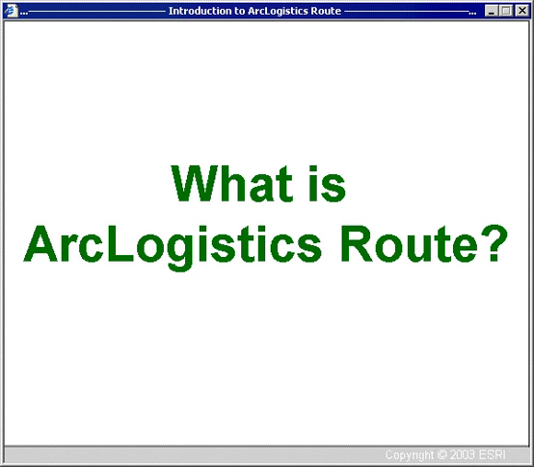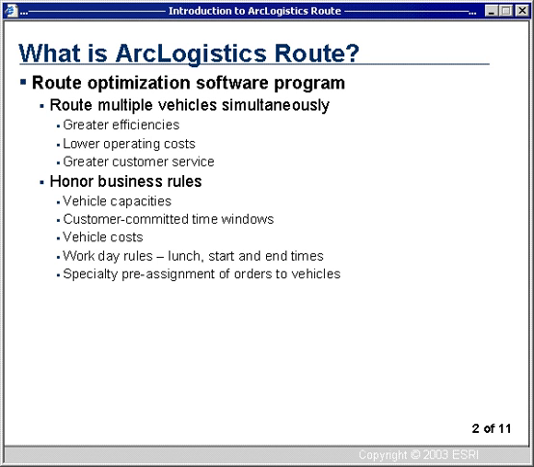First of all, let's briefly discuss what is ArcLogistics Route. ArcLogistics Route is a route optimization software program that routes multiple vehicles simultaneously while honoring complex user business rules. These business rules model the real-world conditions of routing vehicles, such as vehicle capacities, vehicle costs, committed delivery time windows, start and end of day times, the time required to render service to a customer, required lunch breaks, and pre-allocated stops to customers.